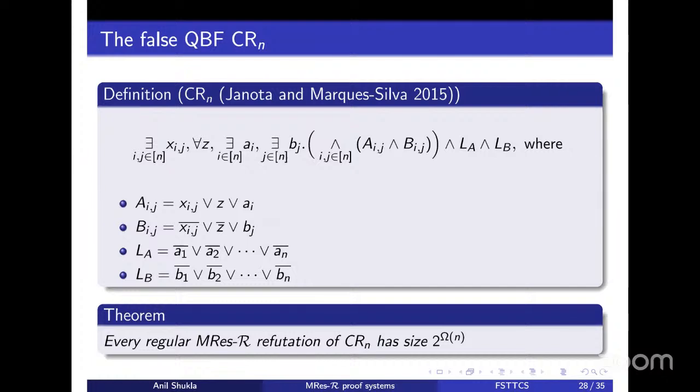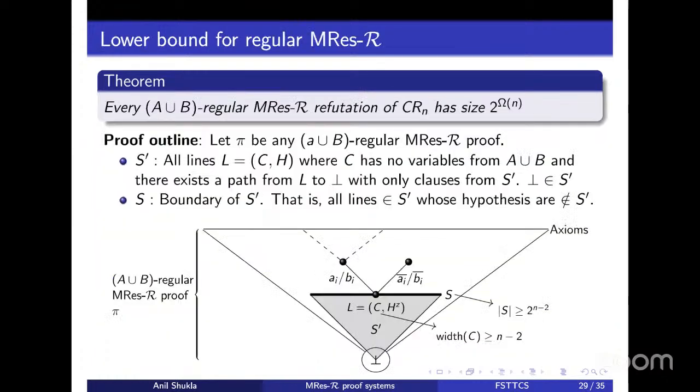And the lower bound technique is also very simple. This was regular. The idea is: suppose this is a regular proof. All axioms must contain all Aij by definition. The empty clause does not contain any A variable. So definitely there is a part of my proof, S prime, without A union B variables. This S, capital S, is the boundary of S prime. The lines in S prime do not have A union B variables, but the hypothesis has. Such an S I was looking at.